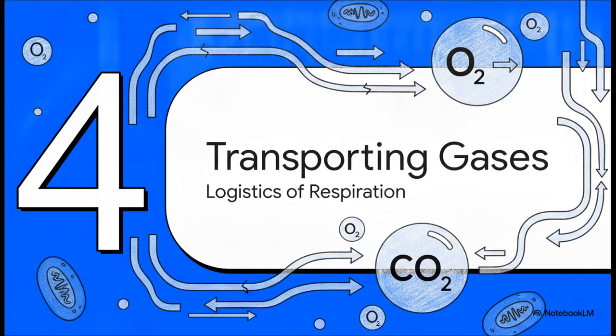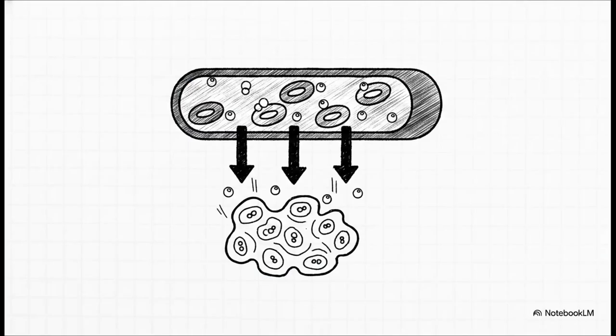Section 4. Transporting essential gases. Let's track the inbound oxygen logistics. Look at the flow indicators. Oxygen travels in your blood bound directly to a protein called hemoglobin, essentially hitching a ride inside your red blood cells. So, the crucial point is what happens when it reaches its destination. As indicated by the descending arrows, when those red blood cells reach tissues that are low in oxygen, the oxygen physically detaches and diffuses right into the specific cells that need it most.